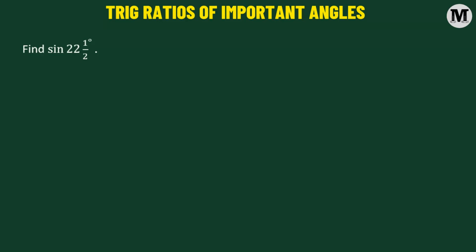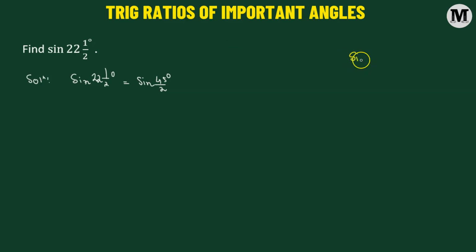We need to determine the value of sine 22.5 degrees. Let us begin. So here we have sine 22.5 degrees, which can also be expressed as sine of 45 degrees over 2. Now we have a standard formula that we will be using here.